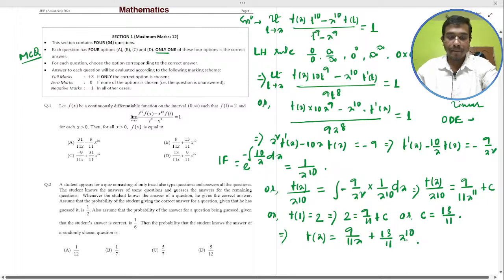So here option B is the correct: 9 by 11x plus 13 by 11 into x^10. Option B is the correct. Okay. Next. Question number 2.